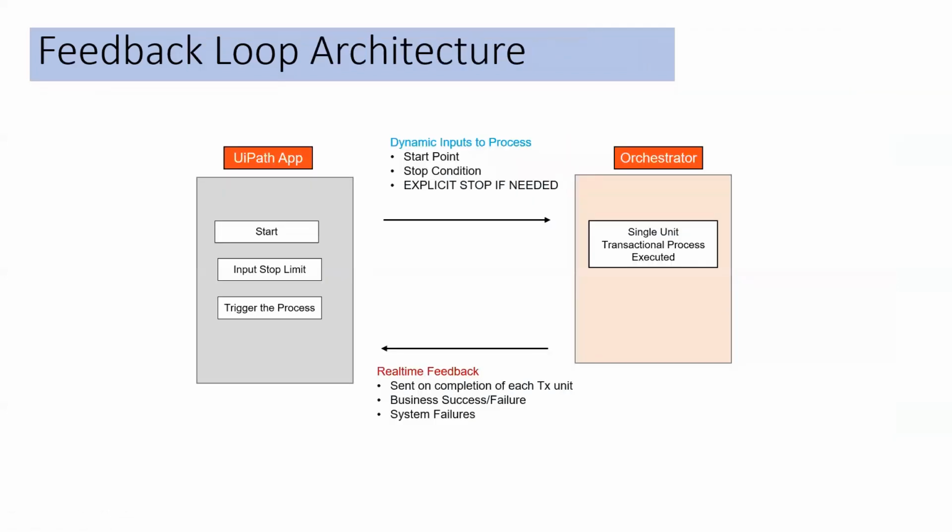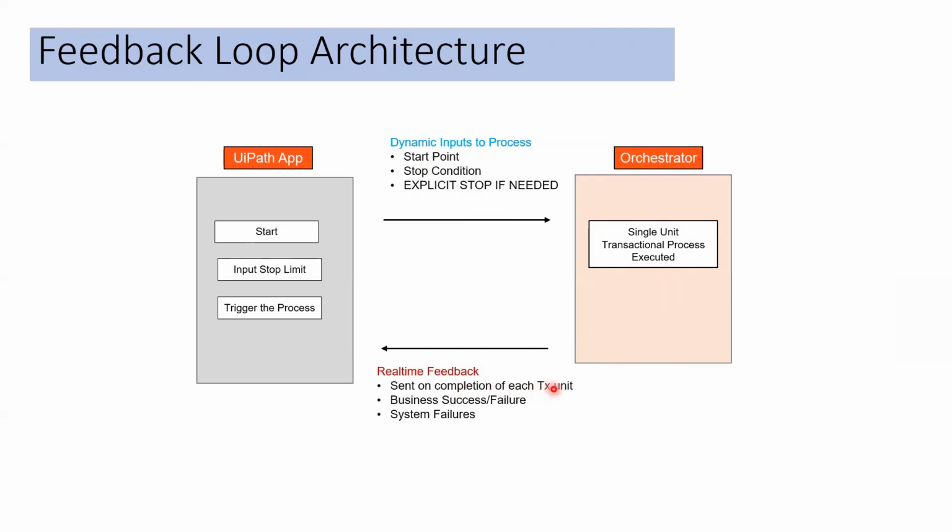Okay, fine. So let's move forward. Next we have the architecture, right? This is a very high-level architecture, I would say. You can easily understand that you have this UiPath app here, and then you have your orchestrator. This is where your process sits, your actual process which you have been doing. You start the process, you give input to the orchestrator, and it gives you the feedback. But now what is the benefit? The benefit here is that you can start, you can have the stop condition, and you can explicitly stop if needed. And from the orchestrator side, the orchestrator sends you the completion status on each transaction.